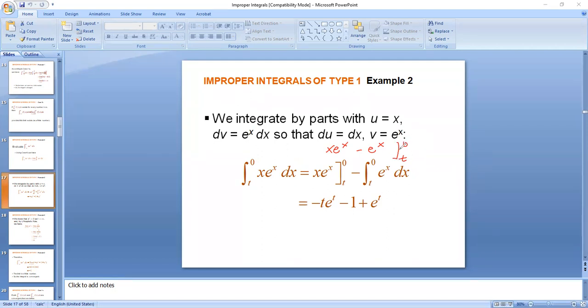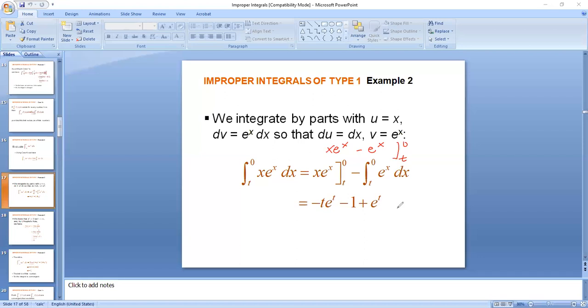Now, if you substitute 0 first, because it's the upper limit, this will be 0. And this would be minus e raised to 0. That is why you have here negative 1. Anything raised to 0 is 1. And then if you substitute the lower limit, t, for all the x's here, you'll have minus t e raised to t minus minus, so that would be plus e raised to t. Substitute here t for the x. So this is now your answer.